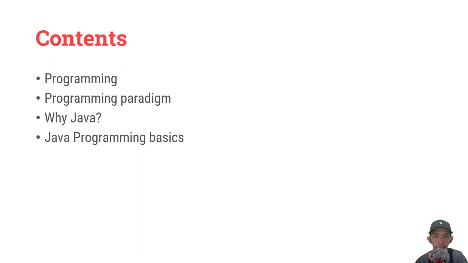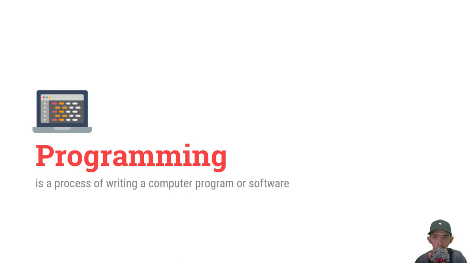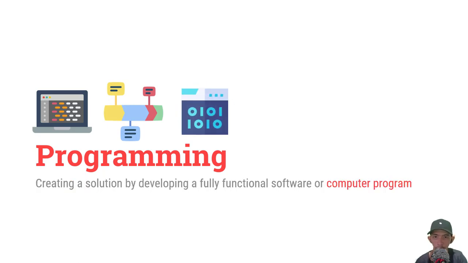So let's go through it, beginning with the question, what is programming? Maybe you could say that programming is simply writing code. Well, in fact, it is not. It is a process of writing a computer program or software, wherein, when we say process, your code should work properly. Or perhaps we can rather say that programming is a process of creating a solution by developing a fully functional software or computer program.